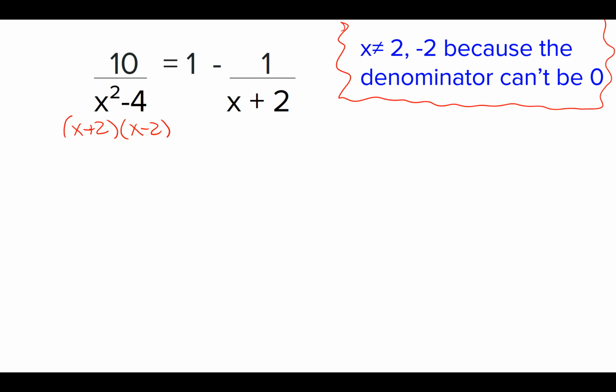All right. So now, looking at this, I have 3 denominators, correct? This one is technically x plus 2, x minus 2. This denominator is really 1. And then my last denominator is x plus 2. So, what's going to be my common denominator, do you think? x plus 2 and x minus 2.